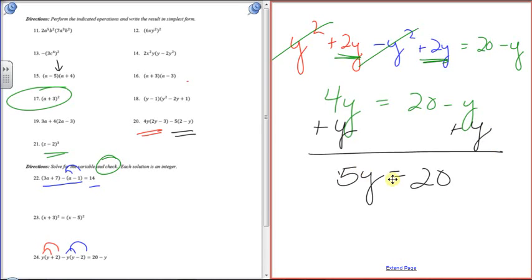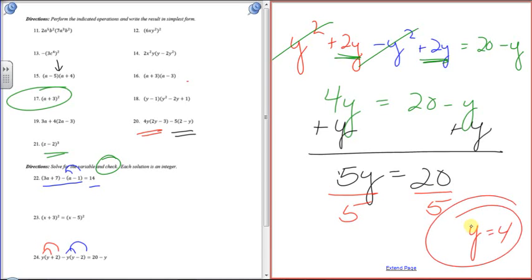Moving is all done. It's time to undo multiplication. We undo multiplication with division. I get y is equal to 4, and you could check that as well.